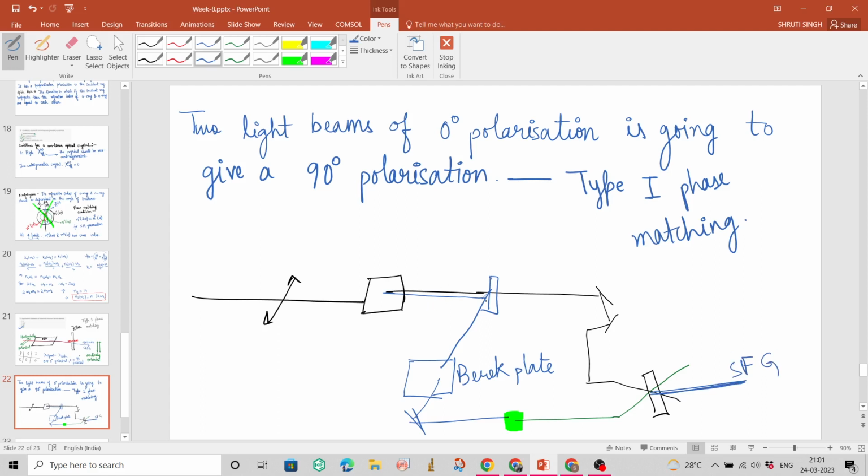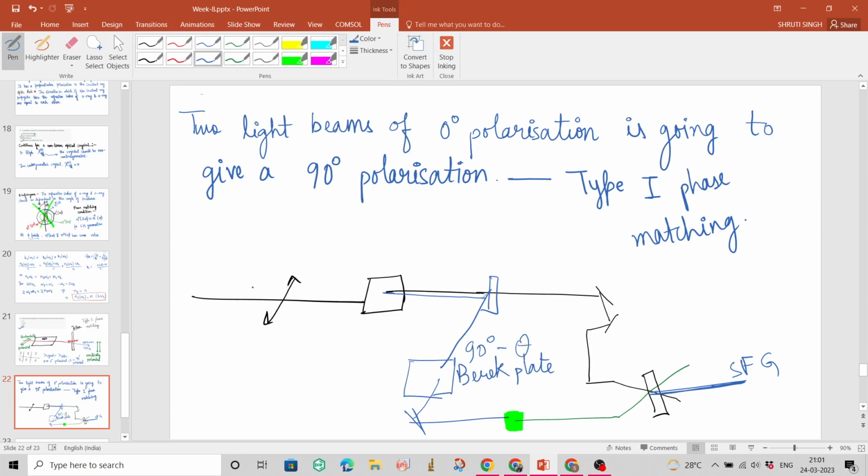So here the Berek plate is not kept at magic angle, but 90 degree minus the magic angle, that is 54.7, or 57.4, sorry, or whatever. So it is 90 degree minus that magic angle. 90 degree minus the magic angle.